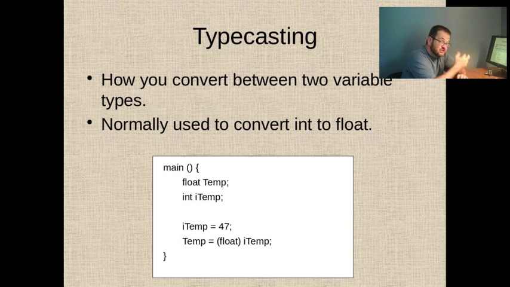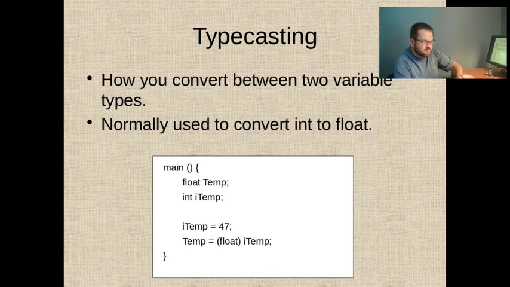We could say temp, which is declared to be a floating point number, is equal to, and then in parentheses, float, itemp. In parentheses, float like that means cast itemp as that type of variable. So itemp, which is an integer, gets converted to a floating point.